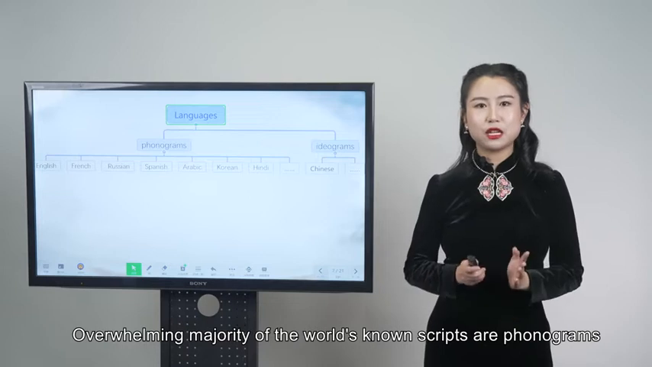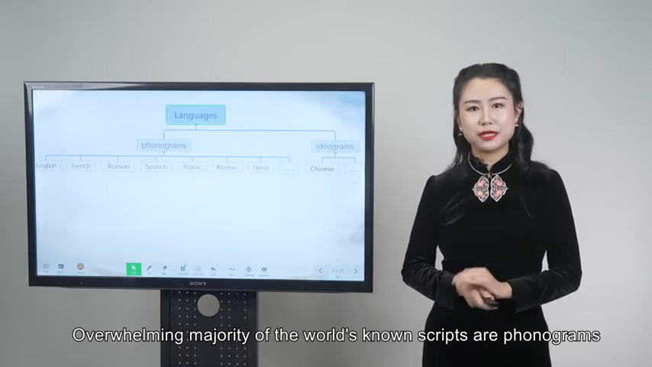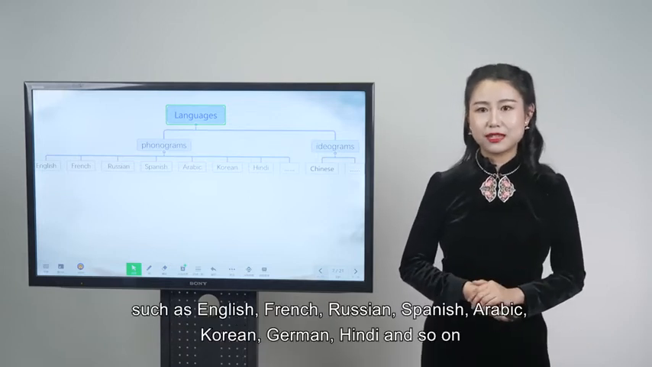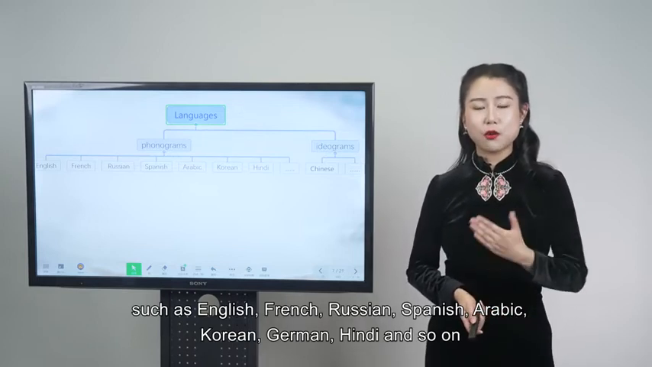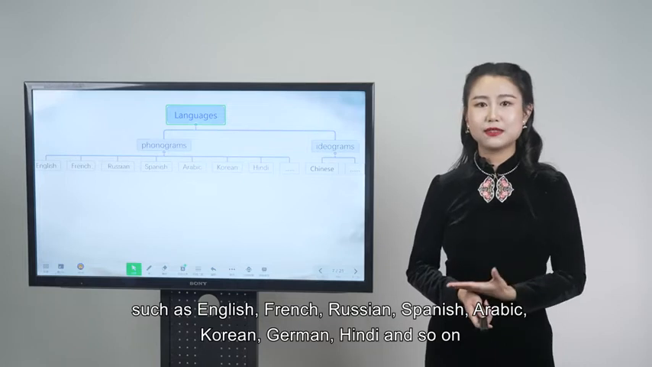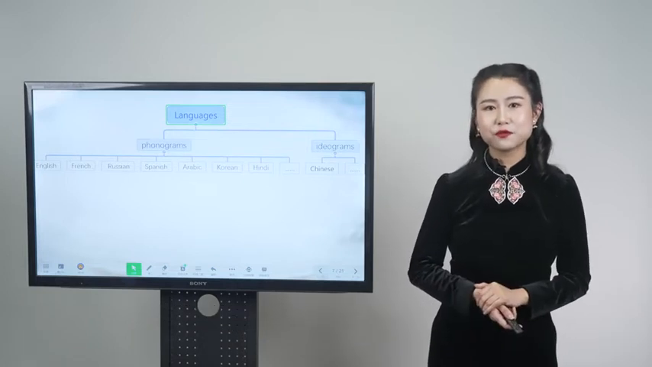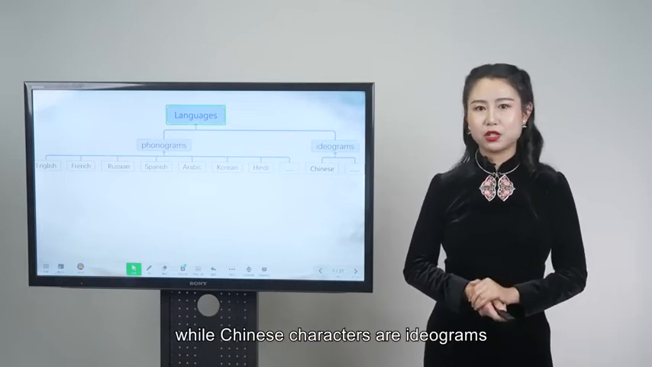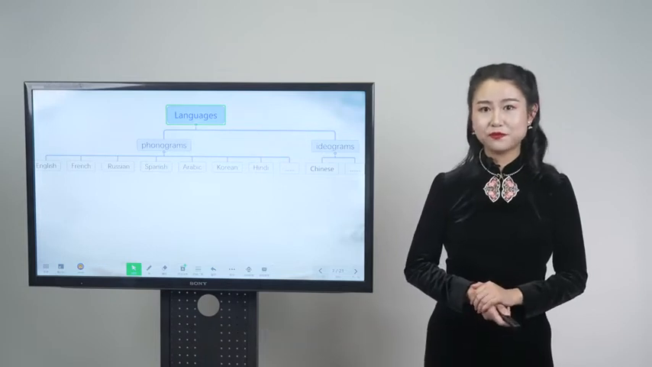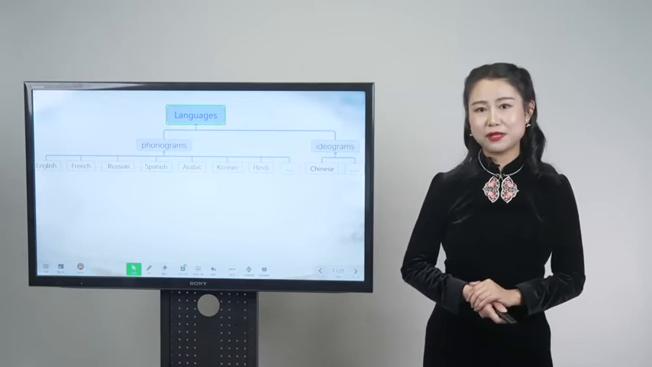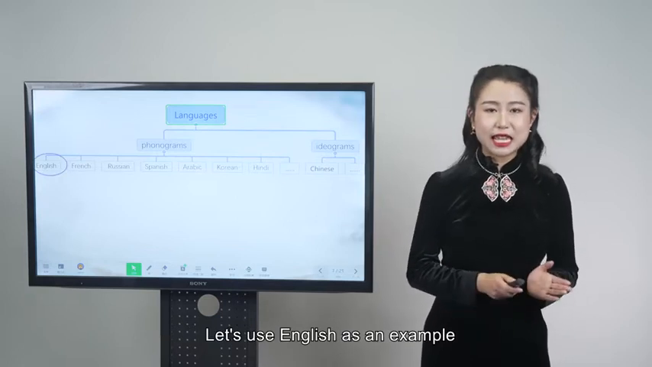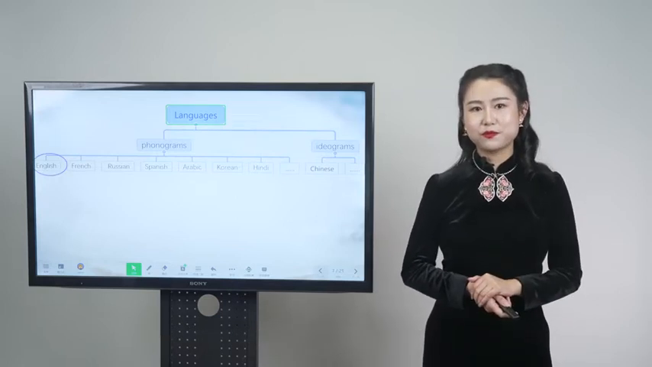The overwhelming majority of the world's known scripts are phonograms, such as English, French, Russian, Spanish, Arabic, Korean, German, Hindi, and so on. While Chinese characters are ideograms. What are phonograms and what are ideograms? Let's use English as an example.